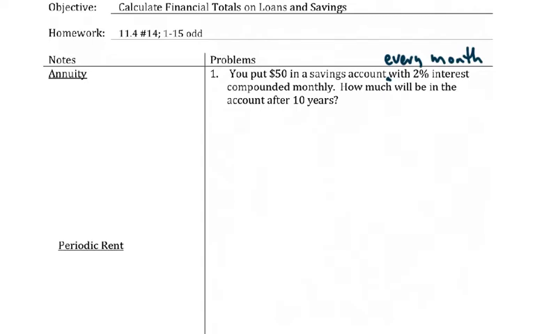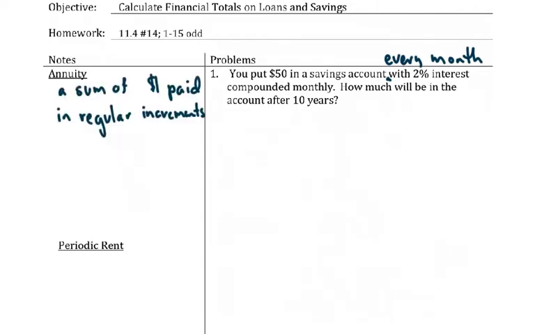Now, let's define what an annuity is. An annuity is just a sum of money that's paid in regular increments. Usually we're talking about a loan paid every month, something like a student loan, a mortgage, things like that. It could also be like in this example where you're putting the same amount into a savings account every single month. And the formula for it is going to be A times a whole fraction.